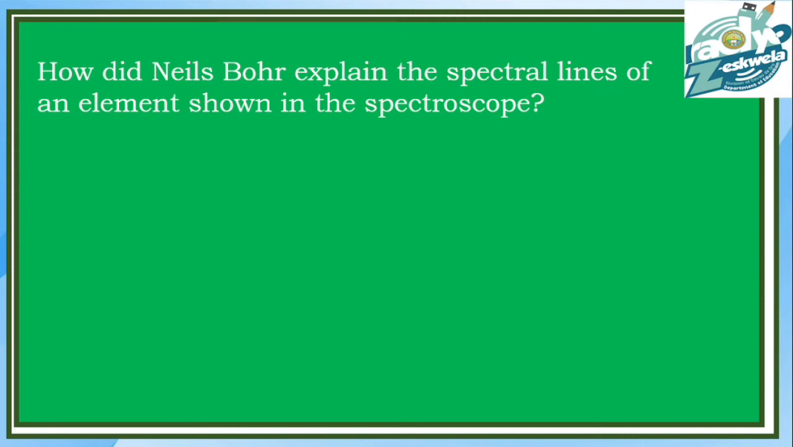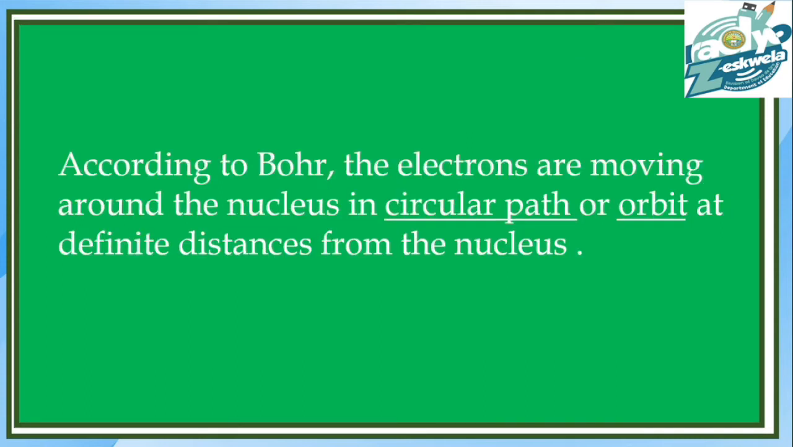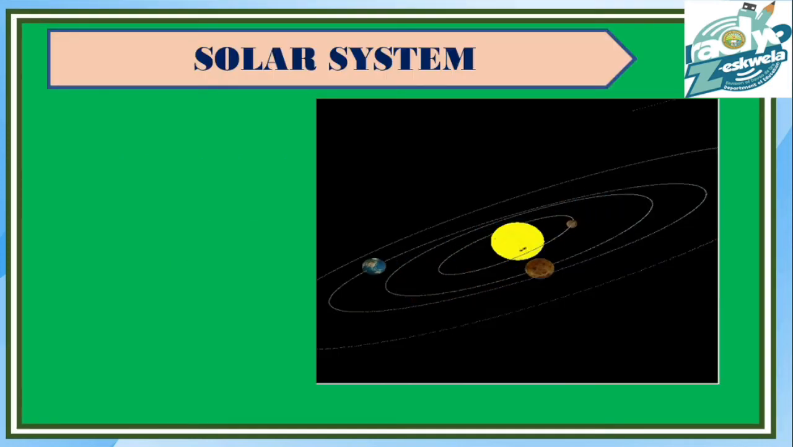Now let's go back to the question. How did Niels Bohr explain the spectral lines of the elements shown in the spectroscope? He explained that each line in the atomic spectra of elements suggests definite energy transformation within the atom. According to him, the electrons are moving around the nucleus in circular paths or orbits at definite distances from the nucleus. What exactly are these paths or orbits in which electrons revolve around? Let us understand with an example.